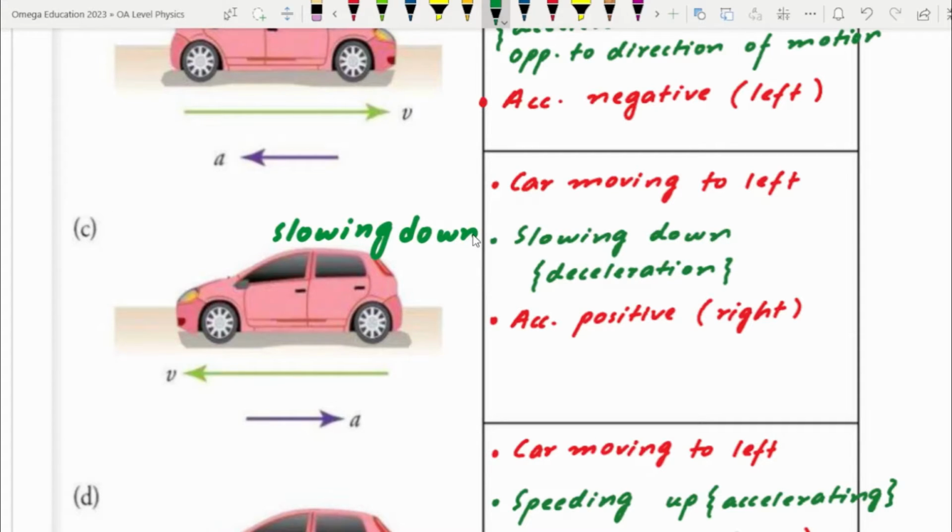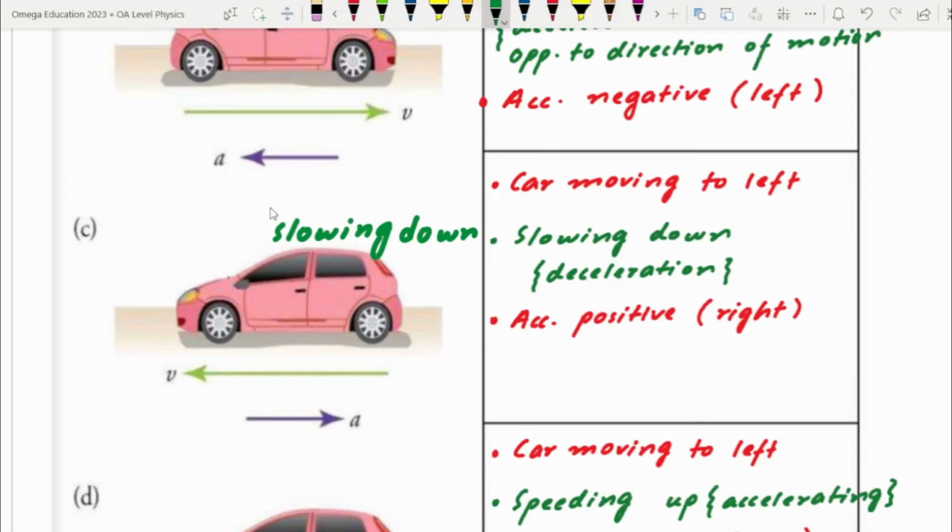So if the object is slowing down, not speeding up, it means it is decelerating. So the object has deceleration. Now the next thing, do we say the object is having deceleration? So can we call the object is having negative acceleration?